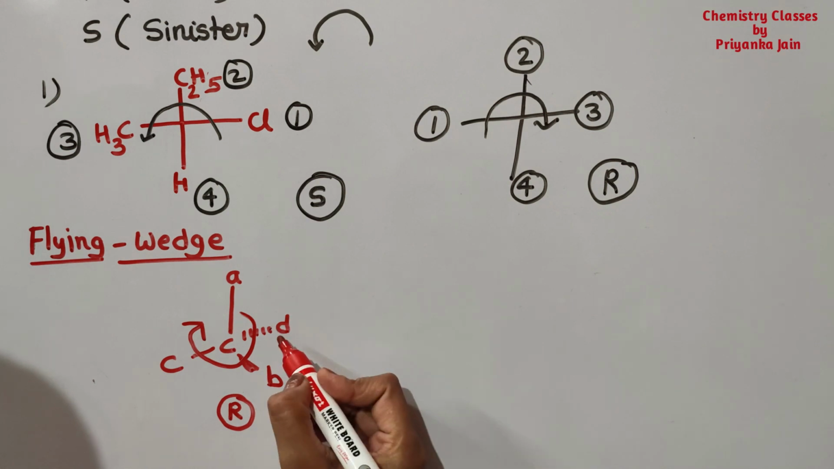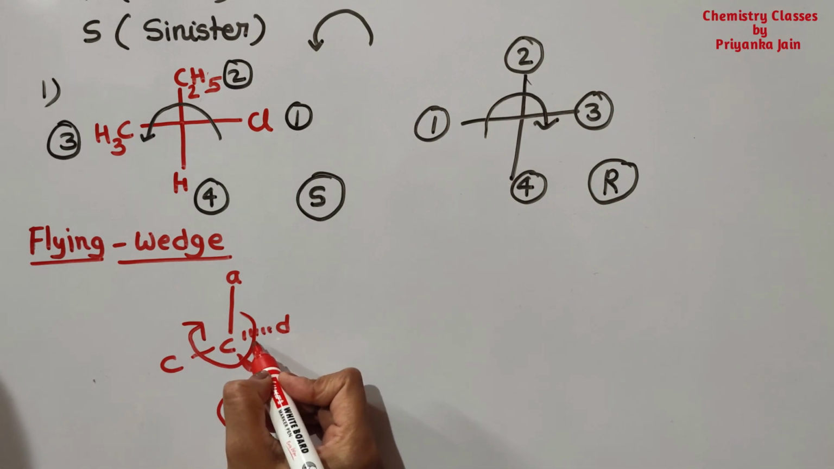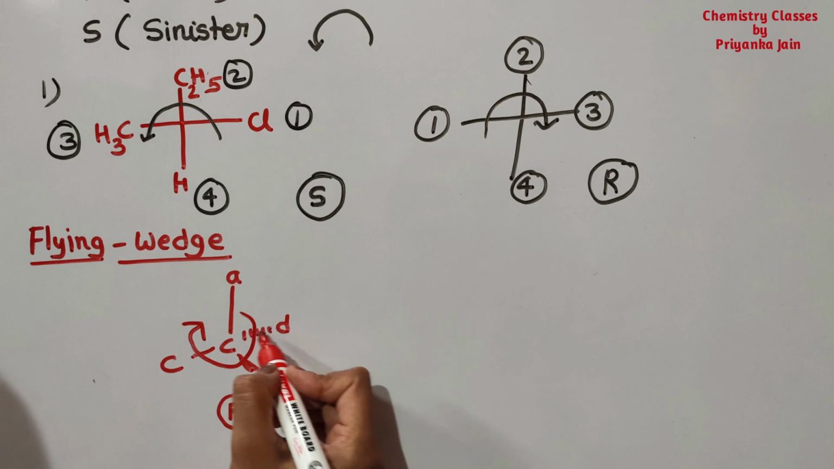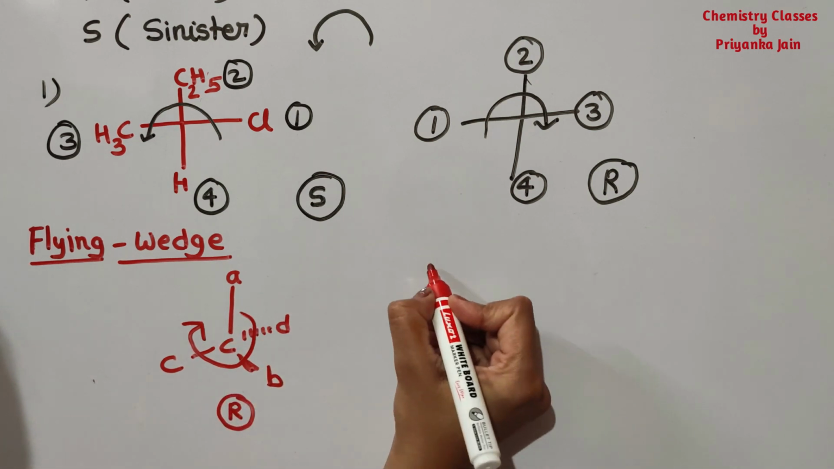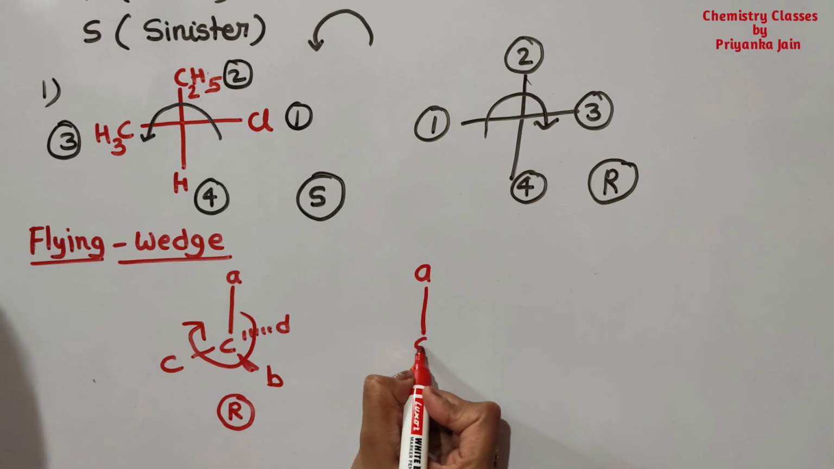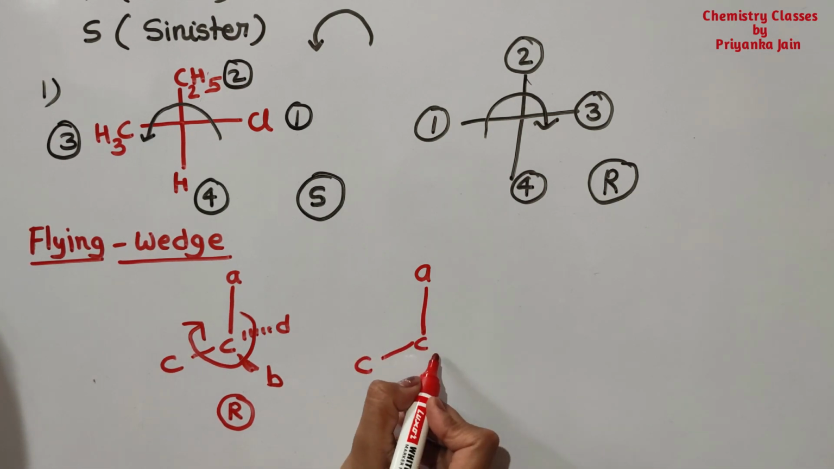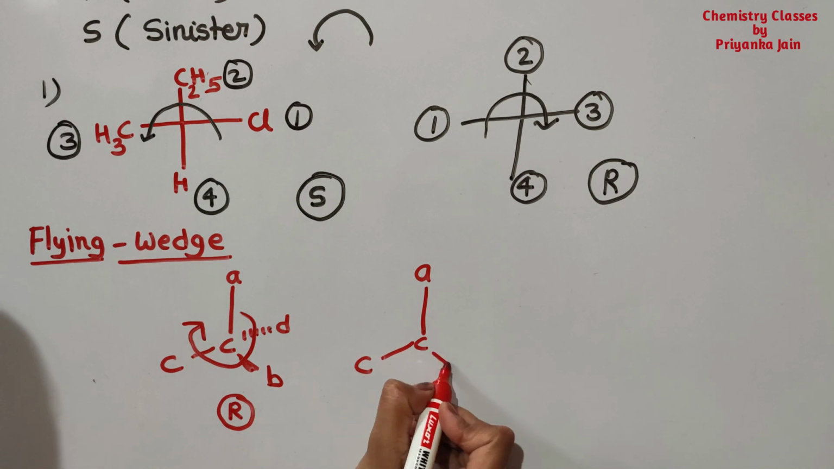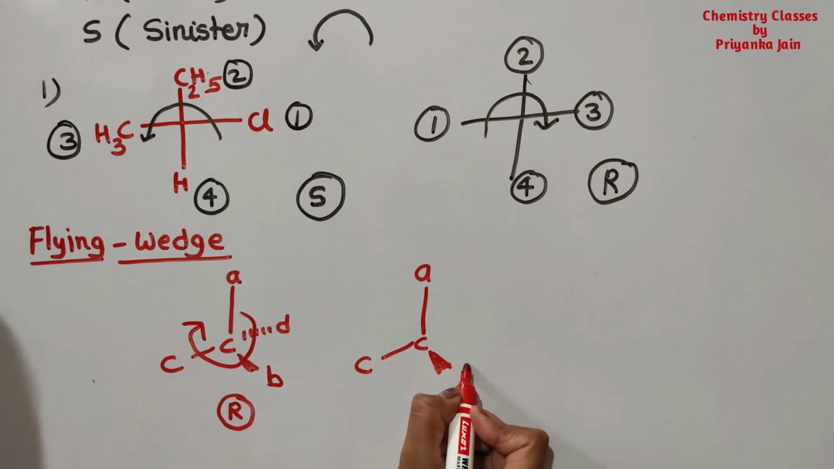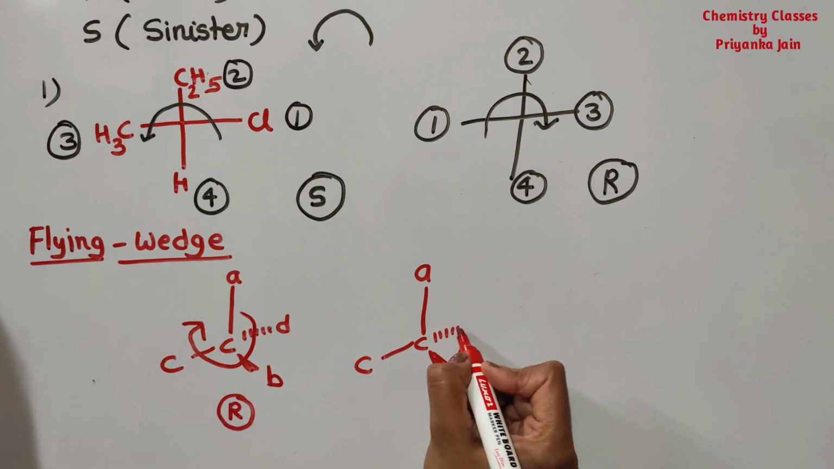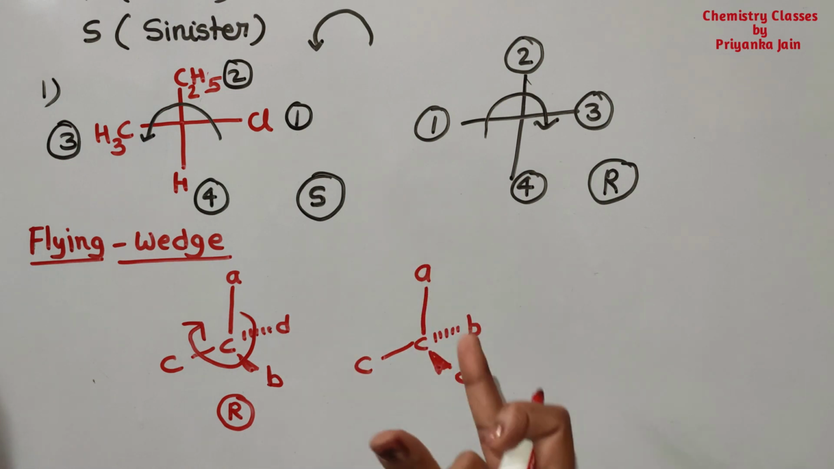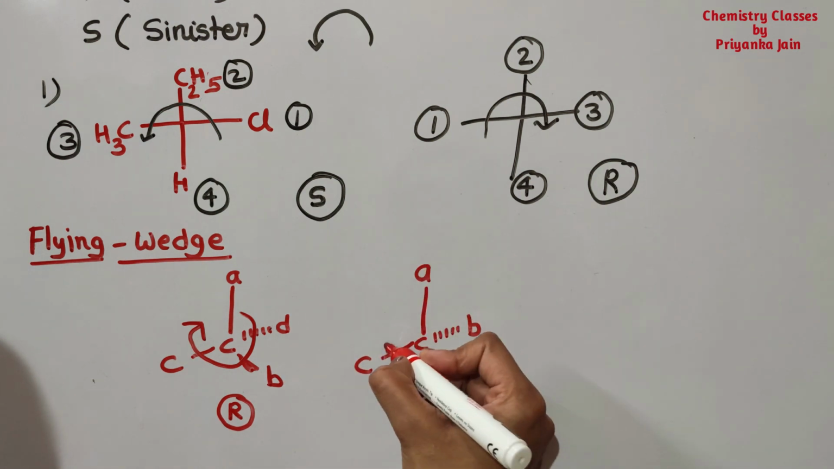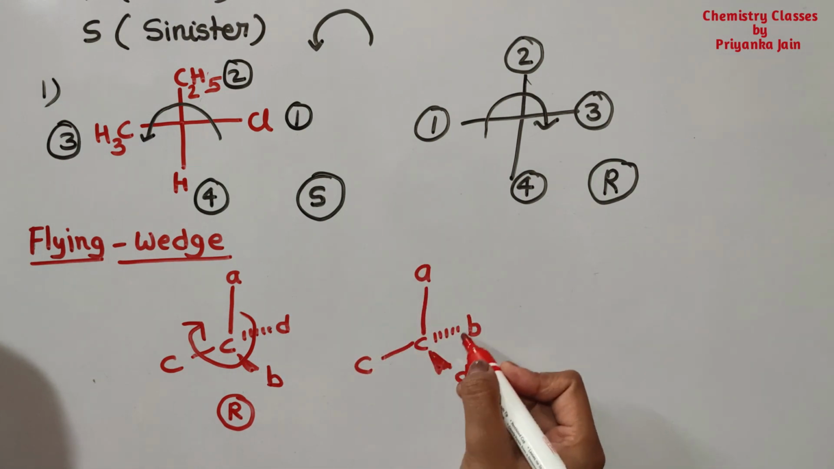Now you can see here this lowest priority group is present on this dashed line. It is below the plane, but whenever it is present above the plane, see here, this fourth priority group is now present on this side, and this is the B group. So what do we have to do? Two things we can do. Firstly, we can do an interchange. It means we can interchange the positions of these two groups and these two groups.